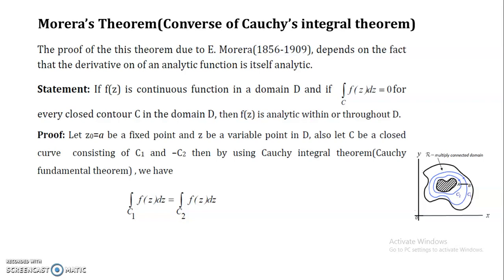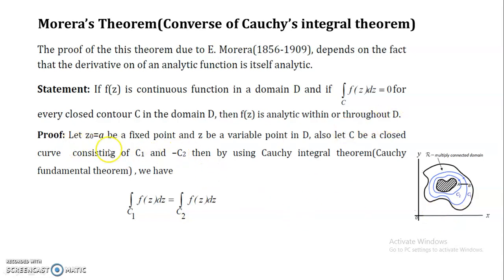The proof of this theorem, which is due to Morera, depends on the fact that the derivative of an analytic function is itself analytic. So what is the statement of Morera's theorem? Since it is the converse of Cauchy's integral theorem, suppose f(z) is continuous in a domain D, and the integral of f(z) dz equals 0 for every closed contour C in the domain D. Then that function is analytic within and on a closed contour C as well as within D.